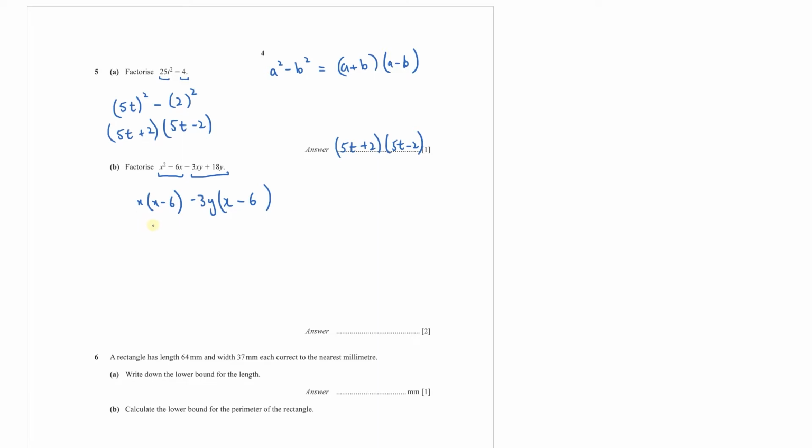So this becomes equal to this. So now I can take x minus 6 common. So this becomes x minus 6 times x minus 3y. So this will be your answer.